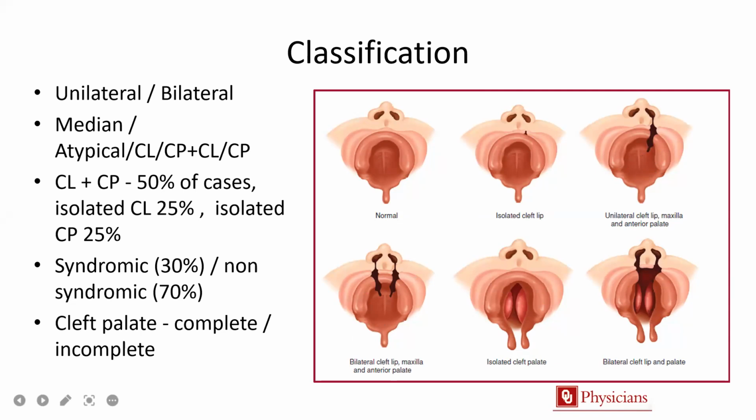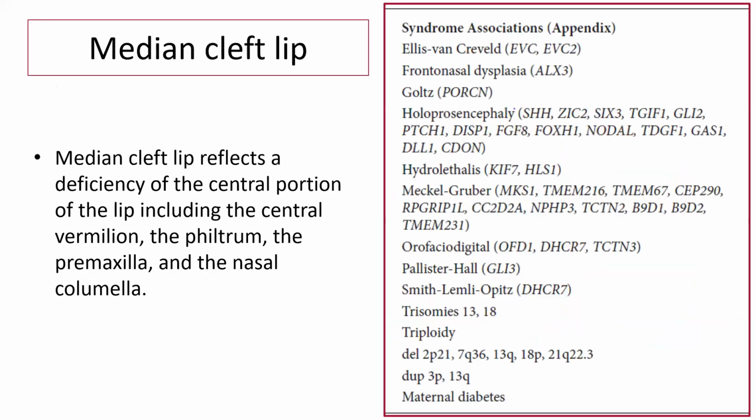According to many literature sources, cleft lip plus palate contributes around 50% of the cases, isolated cleft lip 25%, and isolated cleft palate 25%. At least 30% is syndromic etiology and non-syndromic around 70%. That is important to know because non-syndromic clefts can be repaired, the prognosis and outcome will be very good, and counseling can be done accordingly. Cleft palate can also be complete or incomplete.